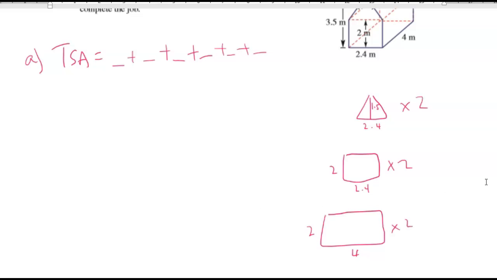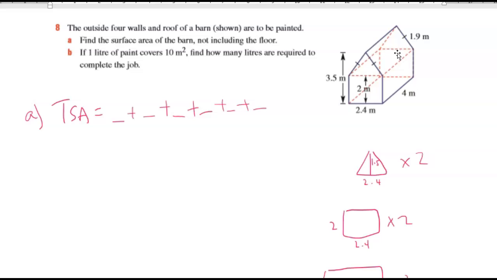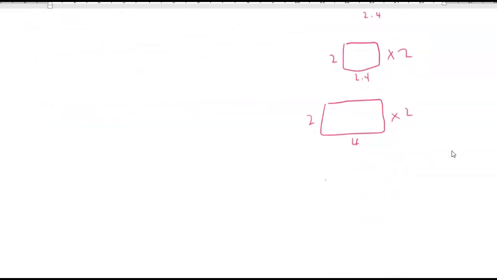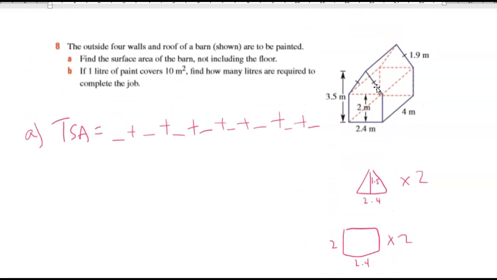And then we've got the slant of the roof, okay, and which is also a rectangle. So we've got 2 of them. Okay, so that's going to be 1.9 times 4. Okay, so I've done all that as we were counting. So let's just go and make sure we've got them all accounted for. Remember, we're not doing the floor.